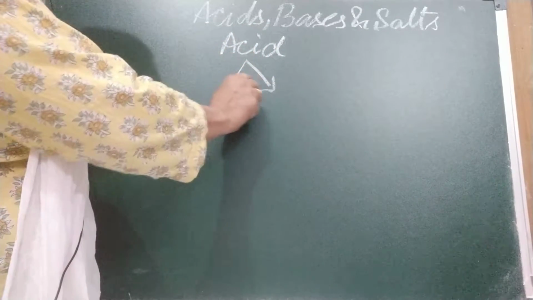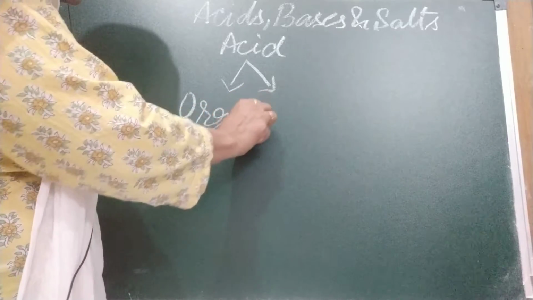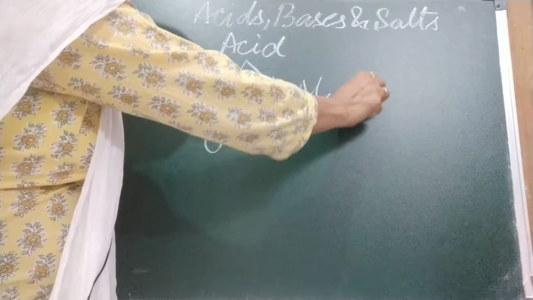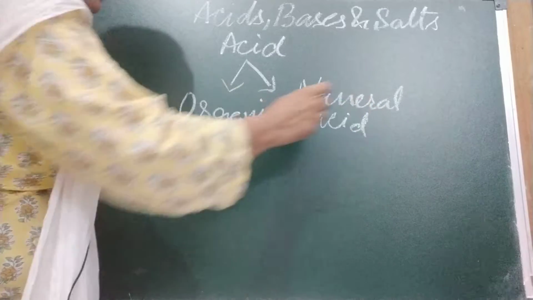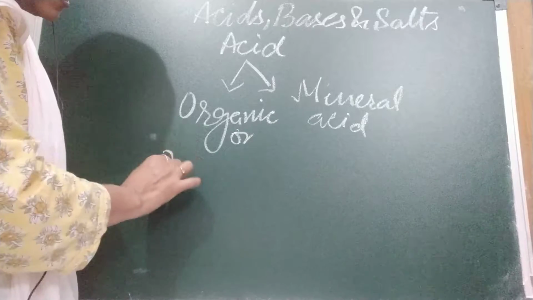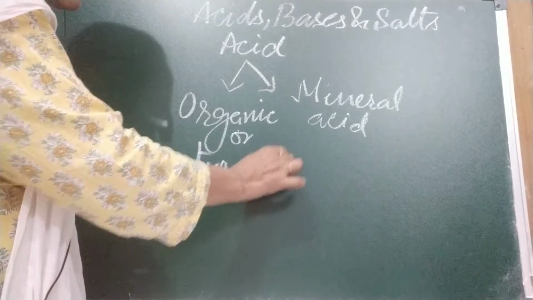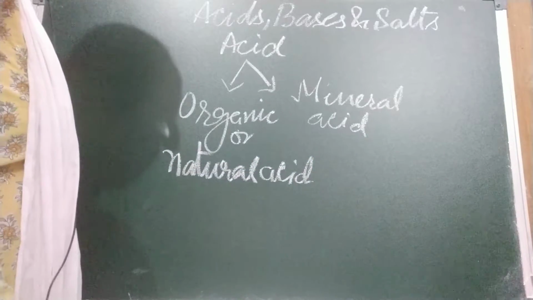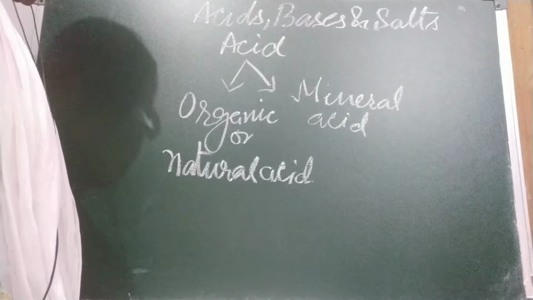Acids are of two types: organic acids and the other one is mineral acid. Organic acids, we also call them natural acids. We get these from living things, like it is present in plants and animals. Children, like citrus fruits, they contain citric acid.